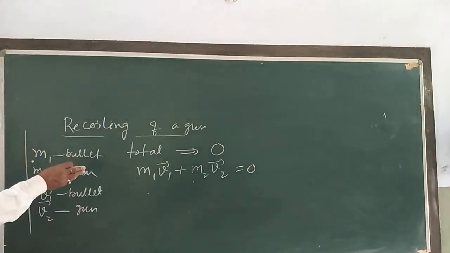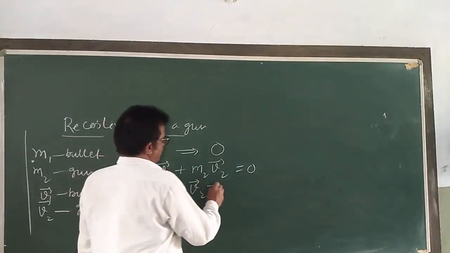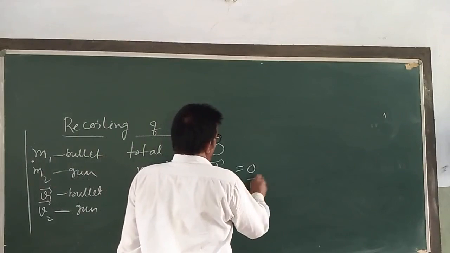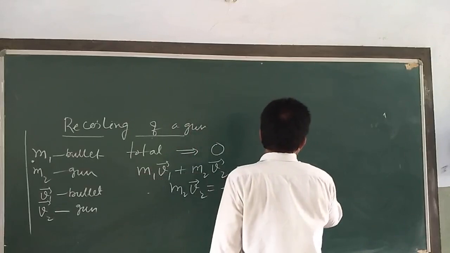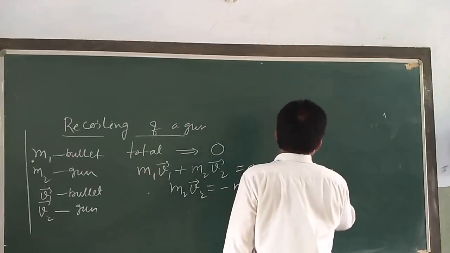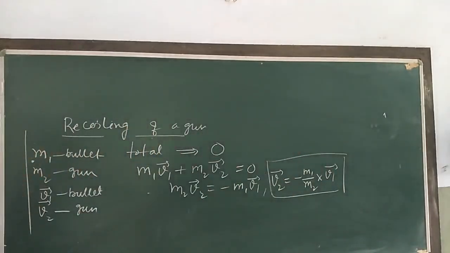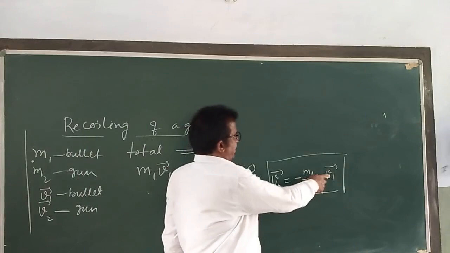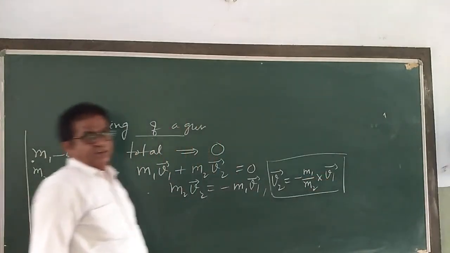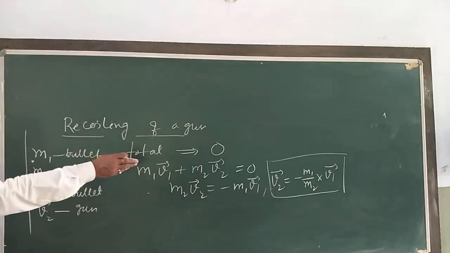So m2 v2 is equal to minus m1 v1. So v2 is equal to minus m1 by m2 into v1. This is the result. So what are we getting here? The negative sign shows that the direction of v2 is opposite to that of the direction of v1, and the gun recoils.